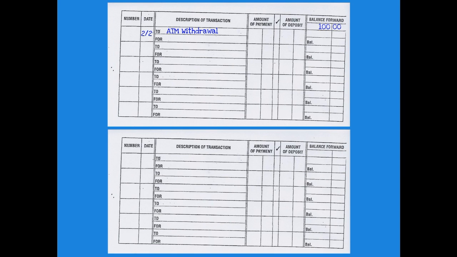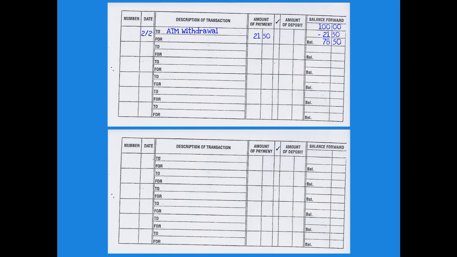Then we're going to enter the $21.50 under the amount of payment. We're going to take that $21.50 and move it into the balance column. So we're going to subtract the $21.50 from our previous balance of $100, and on the next sub row right here, we're going to put the total of 100 minus $21.50. So obviously that's $78.50.